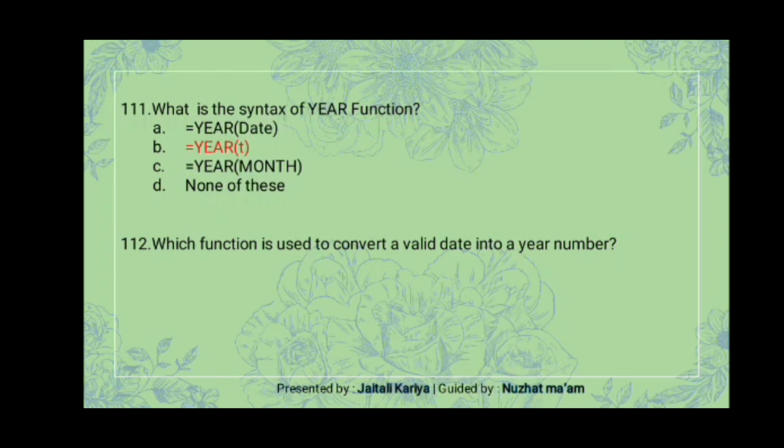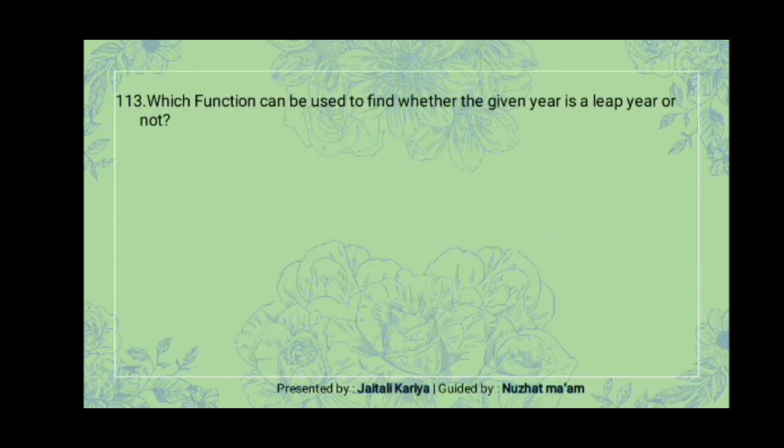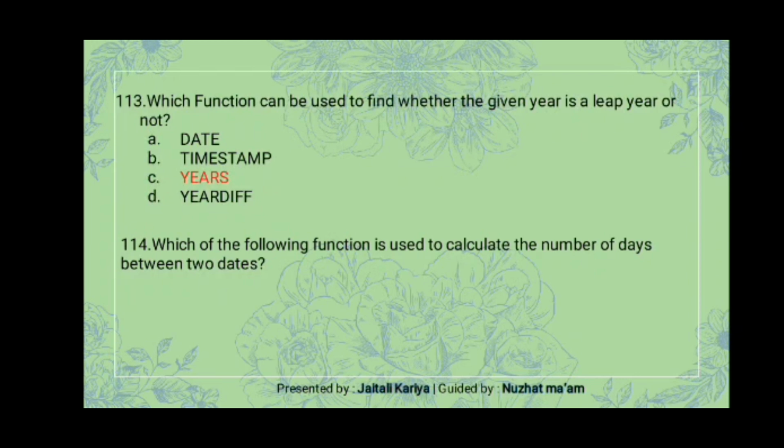112. Which function is used to convert a valid date given into a year number? A weekday, B year, C month, and D date. The correct answer is B, that is year. 113. Which function can be used to find whether the given year is a leap year or not? A date, B timestamp, C years, and D year difference. The correct answer is C, that is years. 114. Which of the following function is used to calculate the number of days between two dates? A day, B days, C difference, and D date. The correct answer is B, that is days.